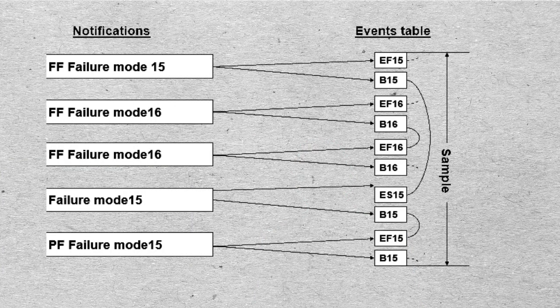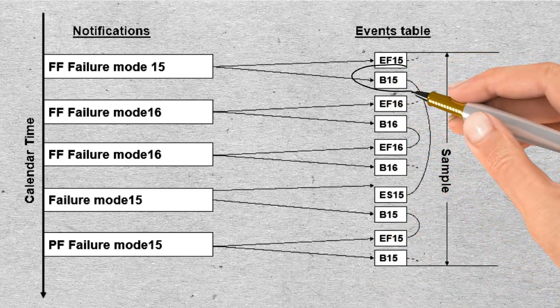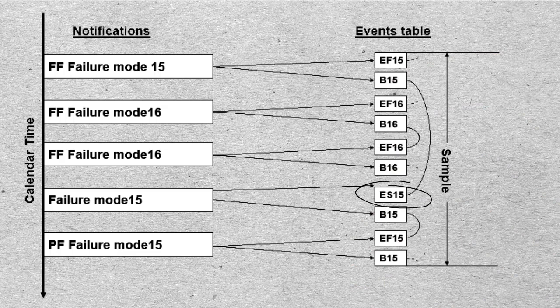A sample is bounded within a calendar window. Data points are the lifetimes of failure modes occurring entirely or partially within that window. The lifetimes included in a sample are represented by arcs. Each arc connects two events, a beginning event, B, with an ending event, by failure, EF, or an ending by suspension, ES.